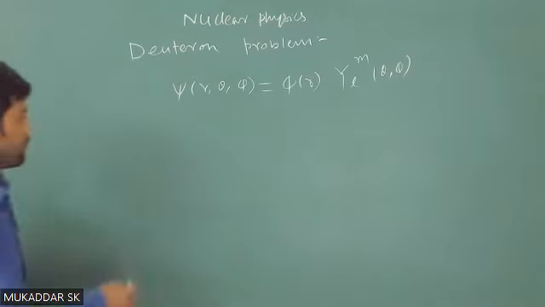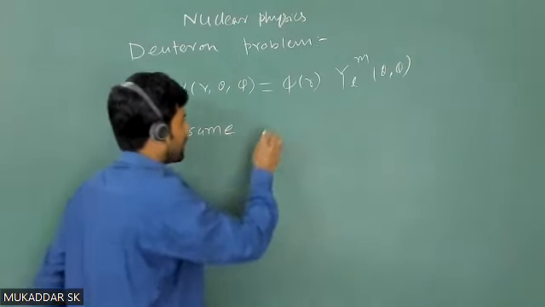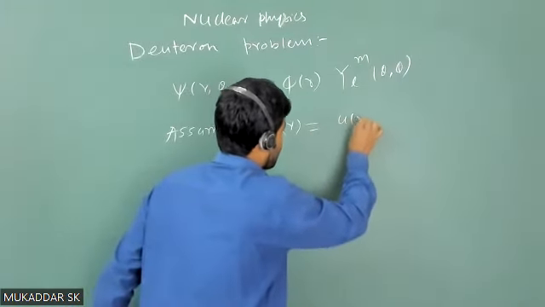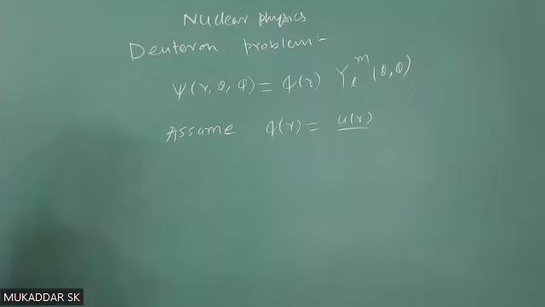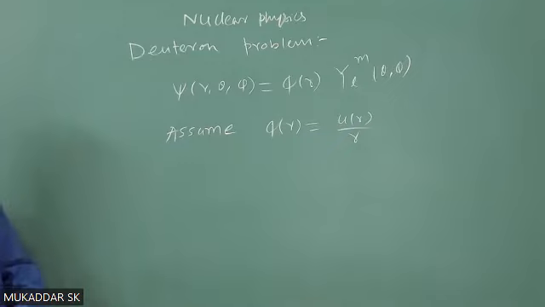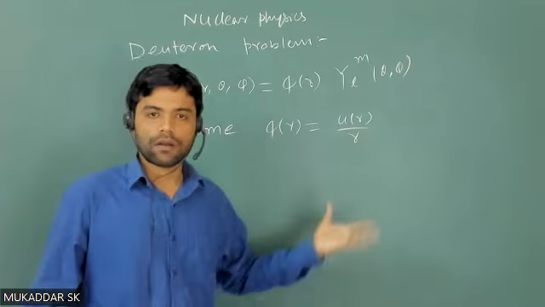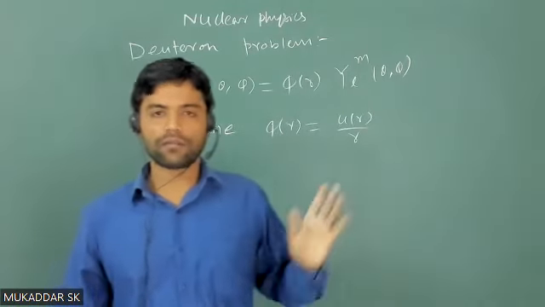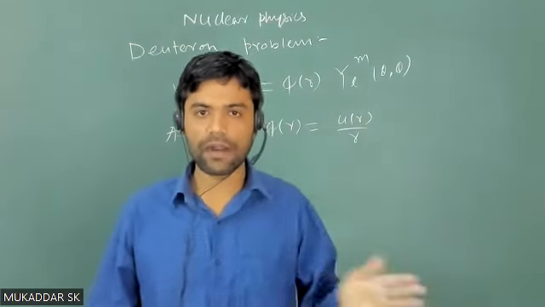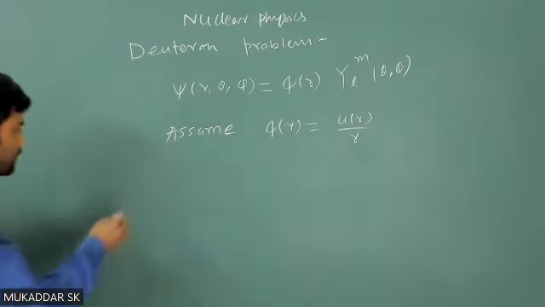Now again, if you assume that phi of R equals some function u of R divided by R. Now if you substitute this equals to this, and if you put this wave function in the Schrodinger wave equation, and if you separate the R component, theta component, and phi component, then your R component will become like this.